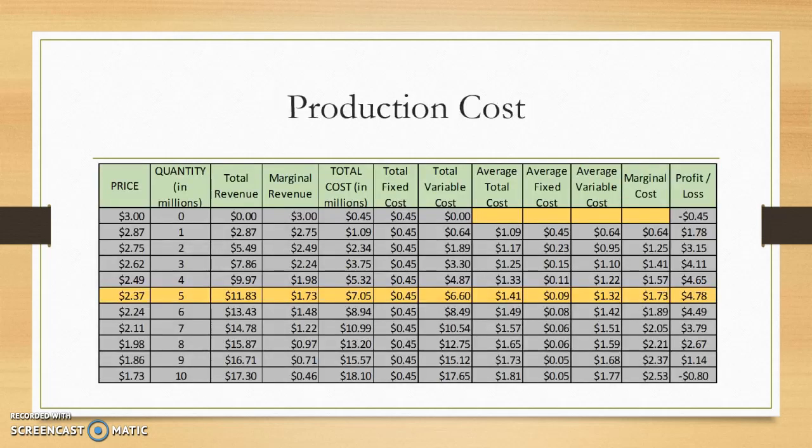This slide here covers our production costs, which includes all of our production costs that come with our total revenue, marginal revenue, total cost in millions, total fixed costs, total variable costs, average total cost, average fixed costs, average variable costs, marginal costs, and our profit and loss points. As you will see, highlighted here is the maximization point for this particular project.